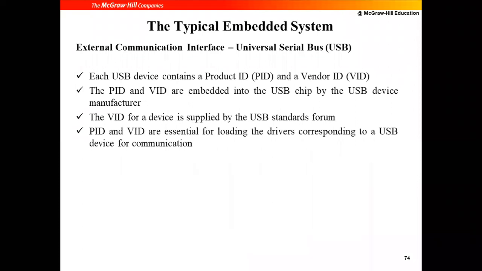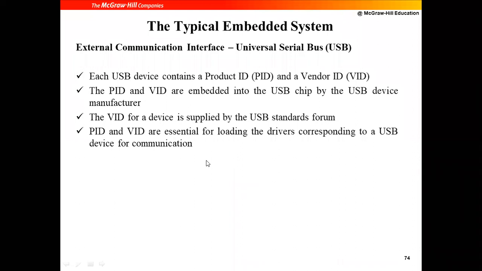Each USB device has its own ID. We call it a product ID and a vendor ID, PID and VID. This PID and VID are embedded in the USB chip by the USB device manufacturer. Different USBs will be connected to different devices, so each has its own ID, and based on that ID the device drivers will be installed. The VID for a device is supplied by the USB standard forum, and PID and VID are essential for loading the drivers corresponding to the USB device for the communication.